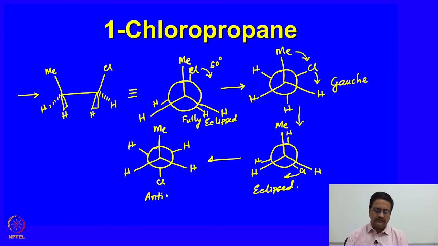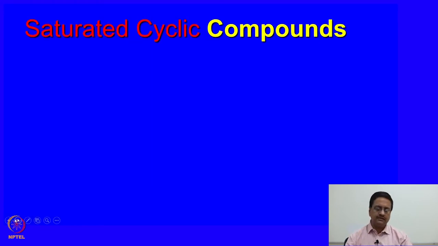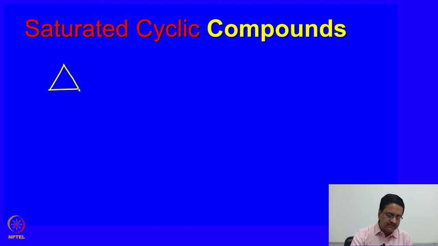I would like to request you to go through the previous slide and then try to draw the potential energy diagram for this particular molecule, considering various interaction energies from a textbook. So with this brief introduction to the acyclic molecules and their conformations, I'd like to discuss now the saturated cyclic compounds and their conformations. The first cyclic compound that one can think of is cyclopropane, which has 3 carbon atoms and 6 hydrogens.